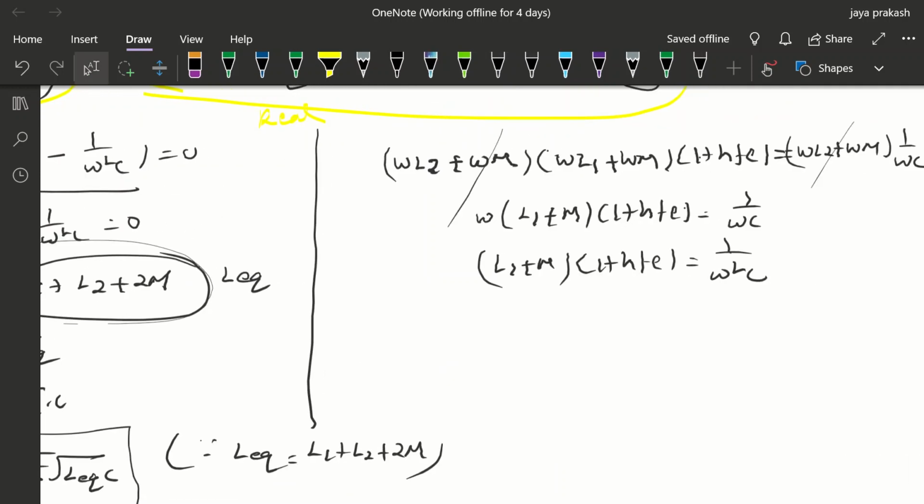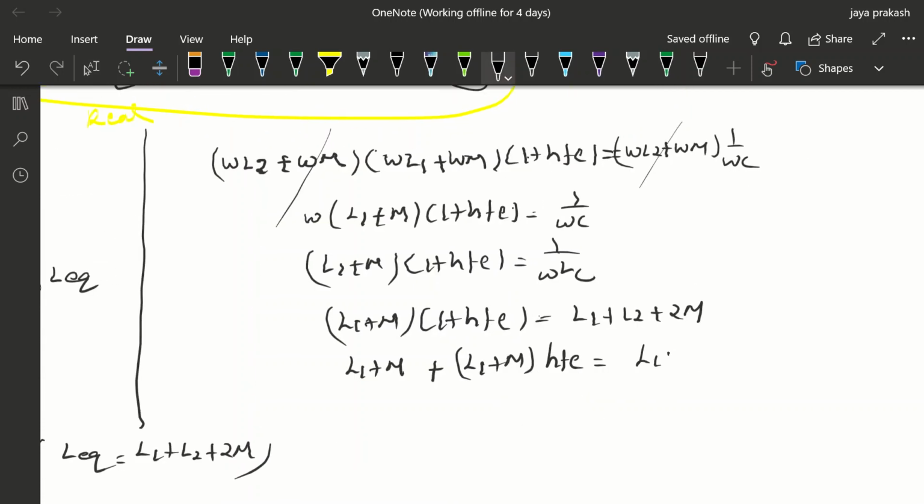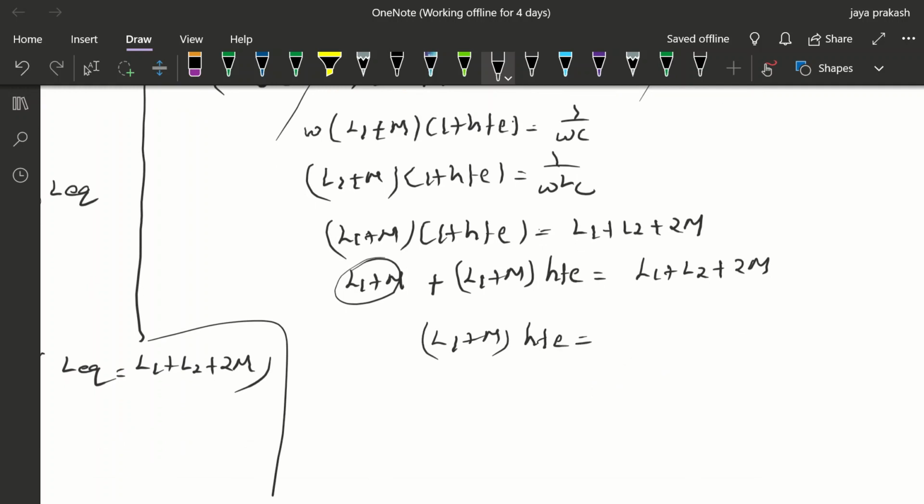So we can replace this one by L1 plus m into 1 plus HFE is equal to L1 plus L2 plus 2m. So this is equal to what? L1 plus m plus L1 plus m into HFE is equal to L1 plus L2 plus 2m. So if I take this one to the right hand side, then L1 plus m into HFE is equal to L2 plus m. So HFE is equal to L2 plus m by L1 plus m.